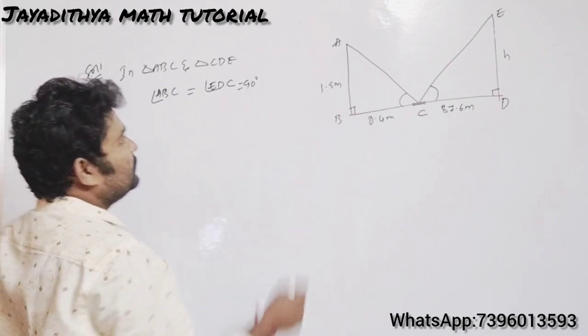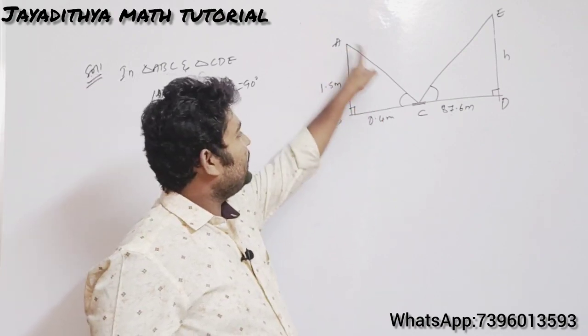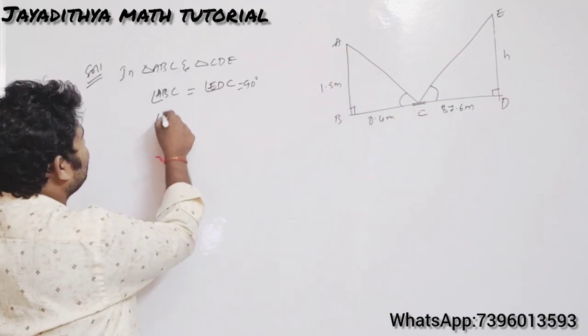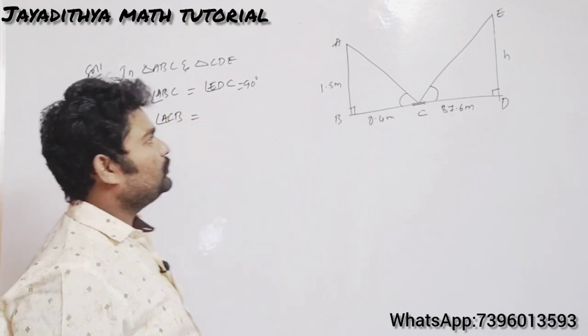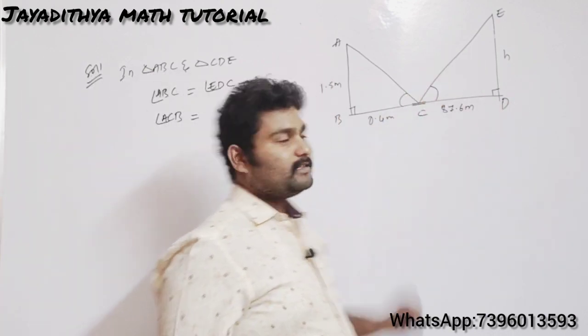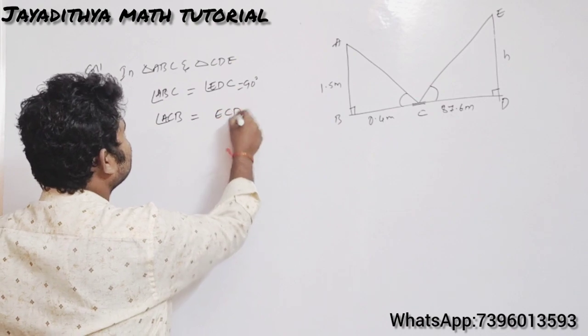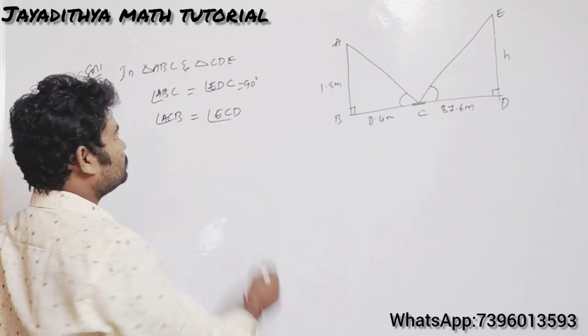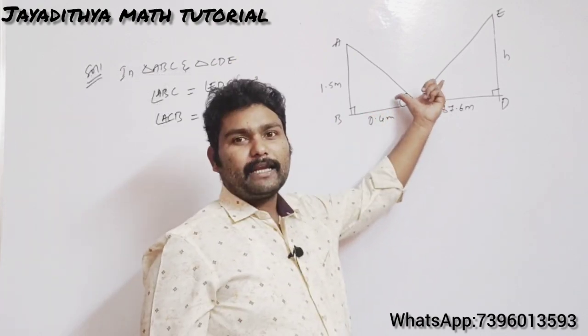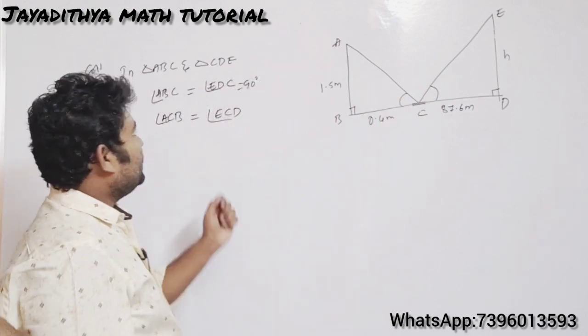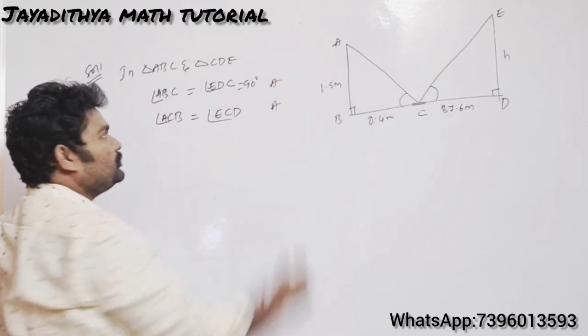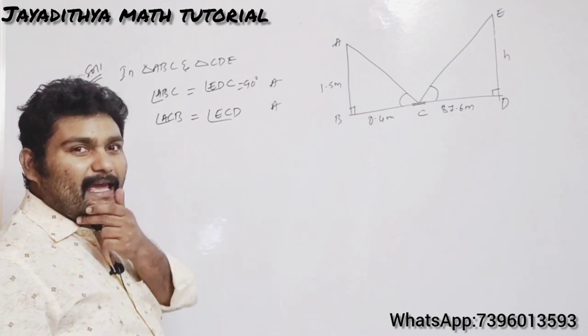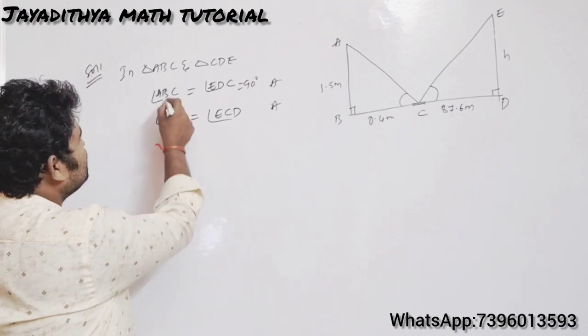And then in this triangle, in the first triangle, angle ACB will be equal to angle ECD. Clear? These two angles will be equal in both the triangles, right? So which criterion will you use now? You should use the AA criterion.